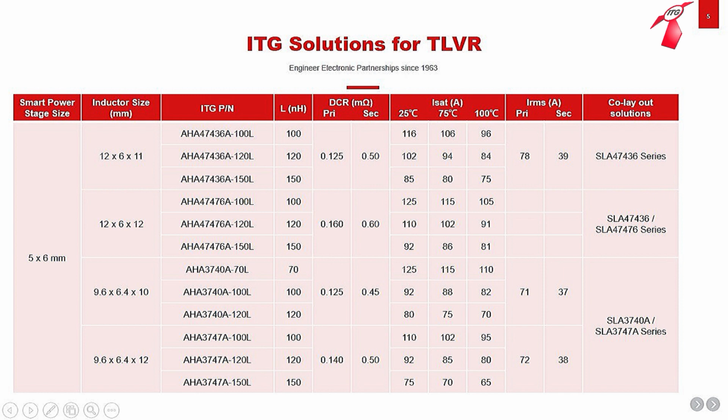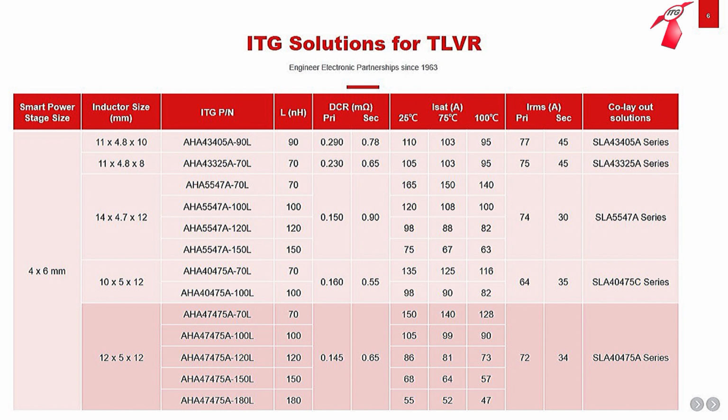It is now time to show ITG solutions for TLVR topology in current 5x6mm power stage market. ITG provides 12x6mm footprint and a smaller 9.6 by 6.4mm footprint with height up to 12mm for different designs. As for future 4x6mm power stage requirement, ITG also offers our best solutions of 4.7mm to 5.0mm with TLVR inductors for flashing.